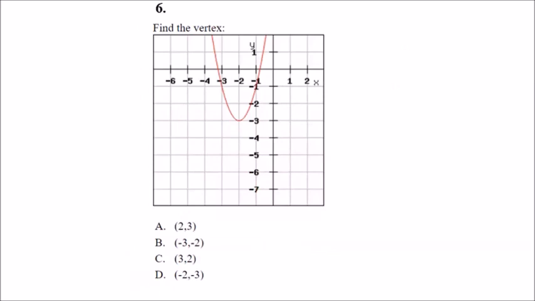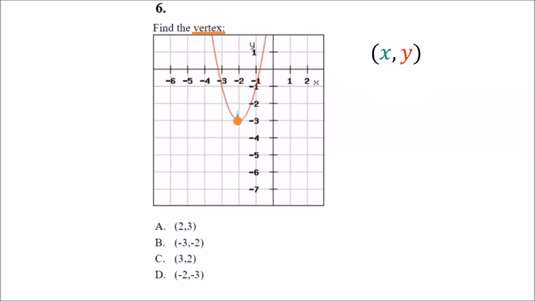Let's take a look at number 6. Number 6 asks us to find the vertex. Once again, my keyword is vertex. So I'm looking at the point where the graph changes directions. It's where it stops going down and starts going up. When I write the vertex, it needs to be written as an ordered pair. So I'm looking for the x value and the y value.